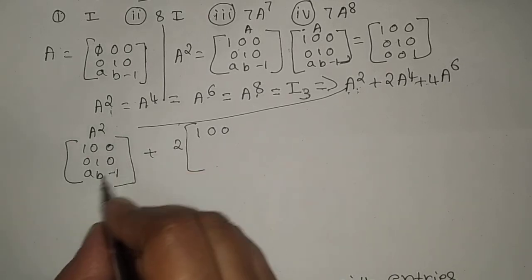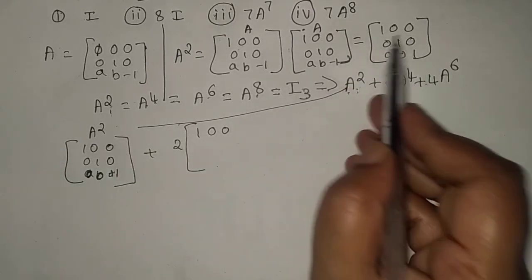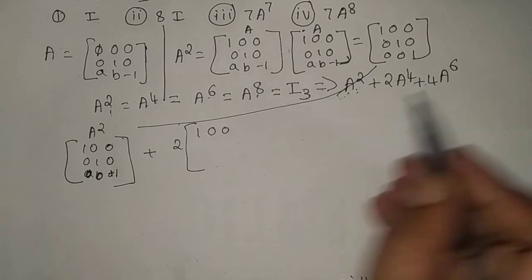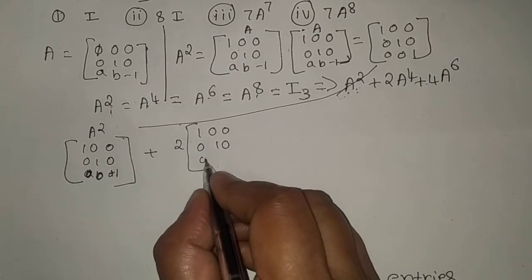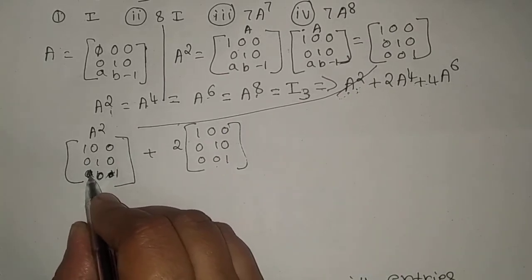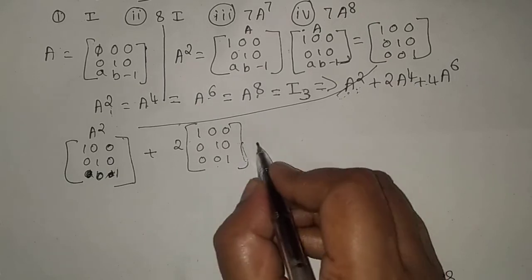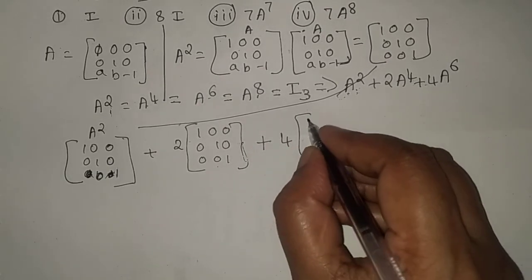Sorry, I made a mistake. This is 0, 0. Then this is 1. So this is A square. After this, multiply this 1, 0, 0, 0, 0, 1. Same thing. Here, 0, 0. Plus what happens next is 4 into the same thing.